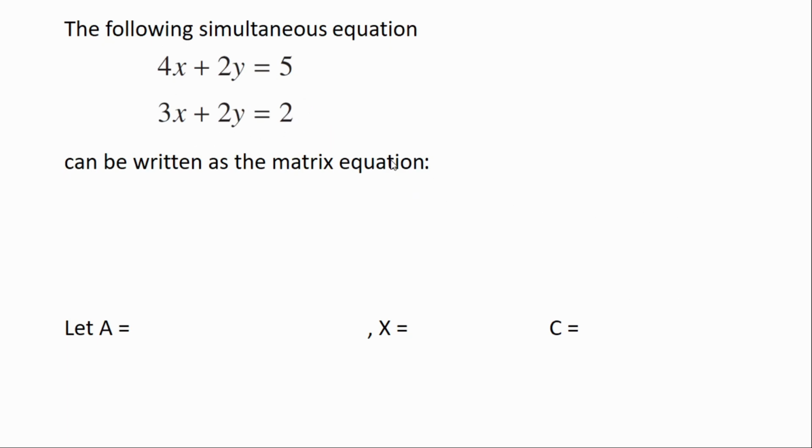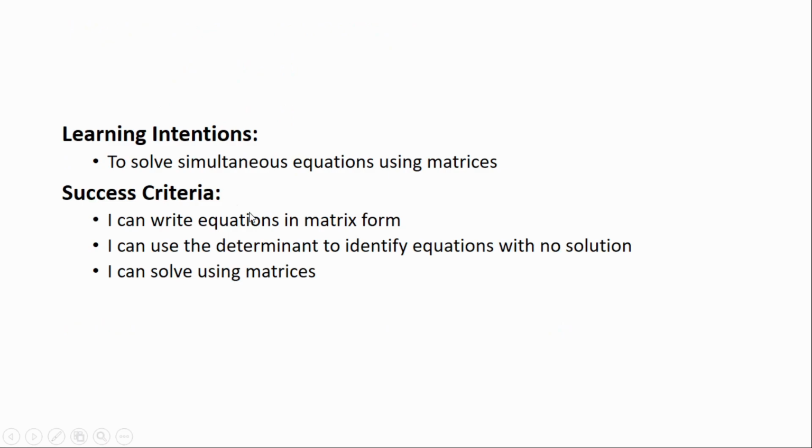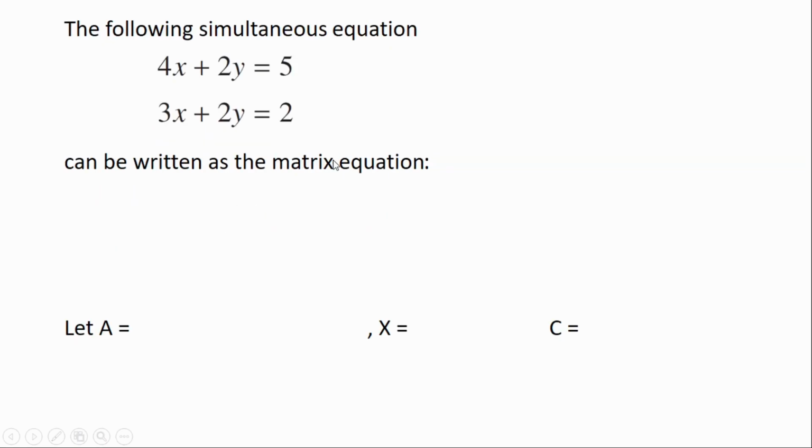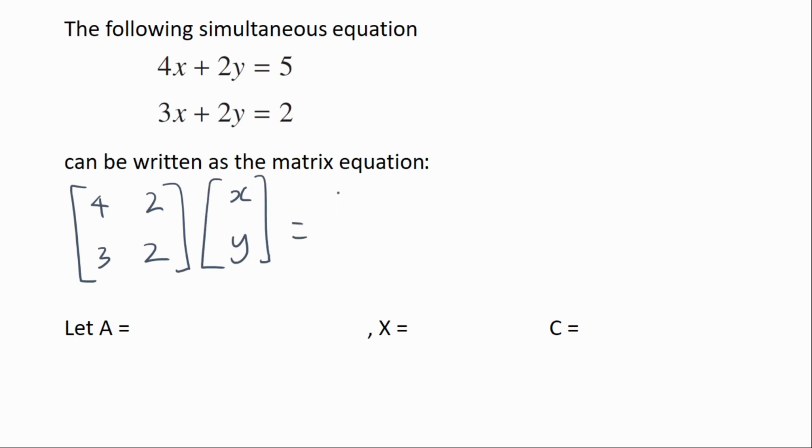Alright, our first goal for today, like we went through before, is to be able to write equations in matrix form. So we're going to have a go at writing this simultaneous equation as a matrix. So it can be written as 4, 2, 3, 2 like that. That's our first matrix. So all I did there was take each of these individual numbers and write them as a matrix. Next step is to write the letters. It will just be x, y there, equals 5, 2. So this is that simultaneous equation in a matrix form.